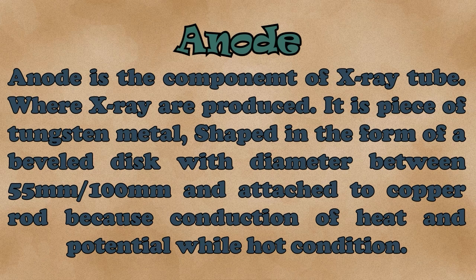Anode. The anode is the component of the X-ray tube where X-rays are produced. It is a piece of tungsten metal, shaped in the form of a beveled disc with a diameter between 55 mm and 100 mm, and attached to a copper rod because of conduction of heat and potential in hot conditions.